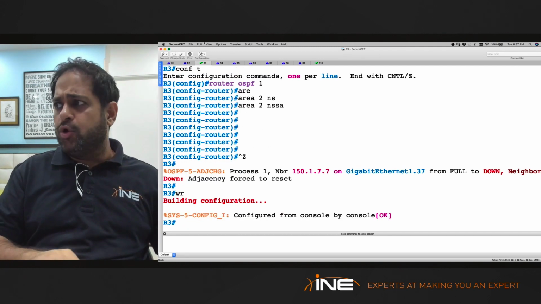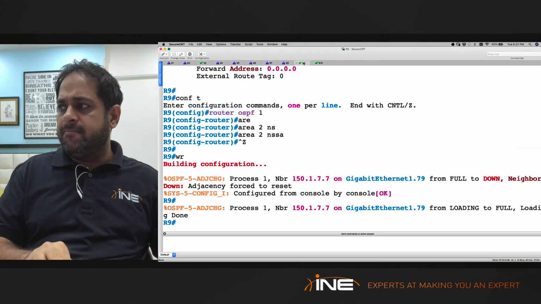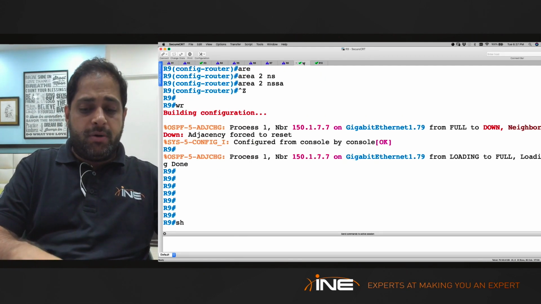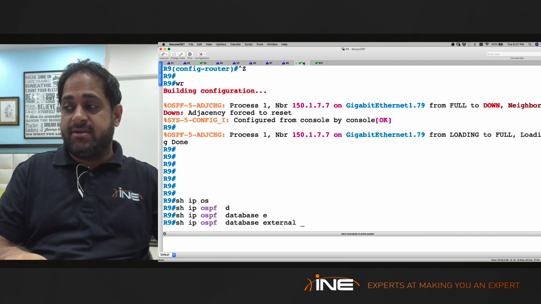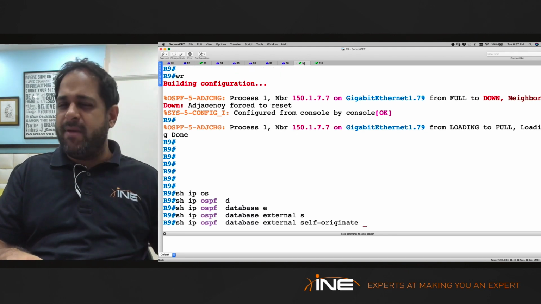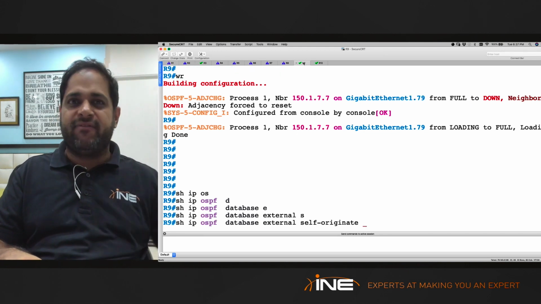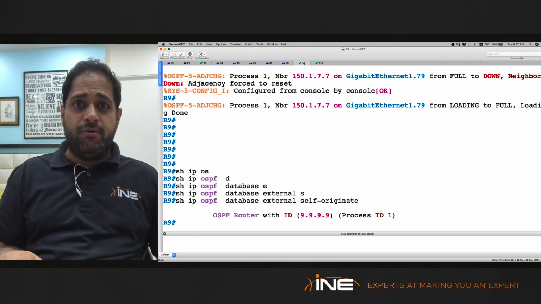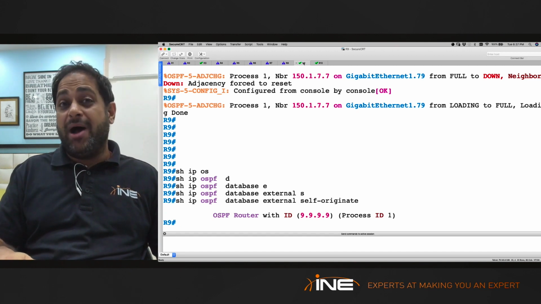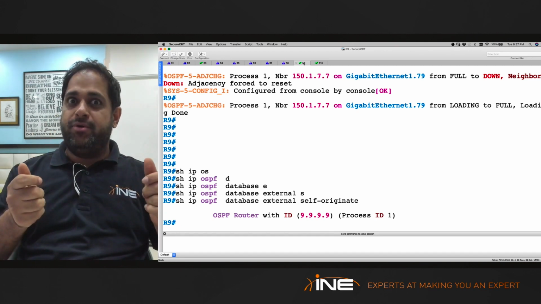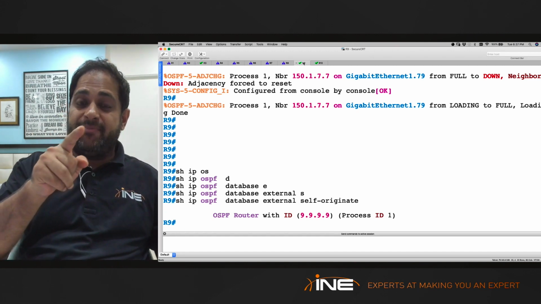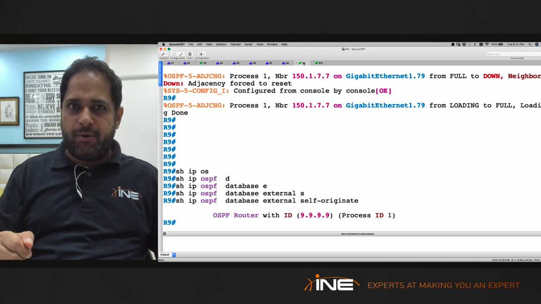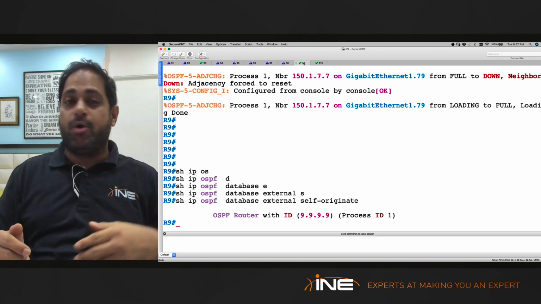So now let's go to R9 and do a show IP OSPF database external self-originate. You remember earlier he was generating type 5 LSA. Is he generating that anymore? No, he's not doing that anymore. Why? Because when I redistribute, by default it generates type 5. Is type 5 allowed in stubby or totally stub or not so stubby?